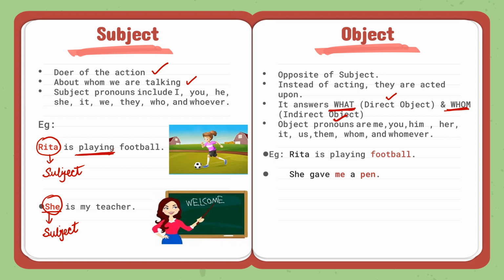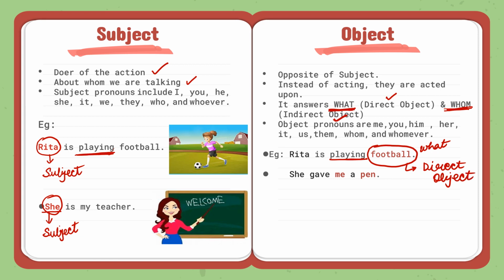Let's take an example. Rita is playing football. Now we have to ask these questions: what and whom, to the main verb, and the main verb in the sentence is playing. Rita is playing what? Are we getting the answer? Yes, we are getting answer football. This is our answer of what. So this is our which type of object? This is our direct object.